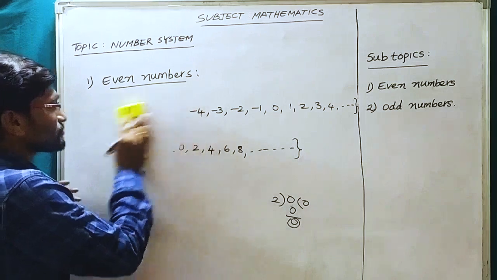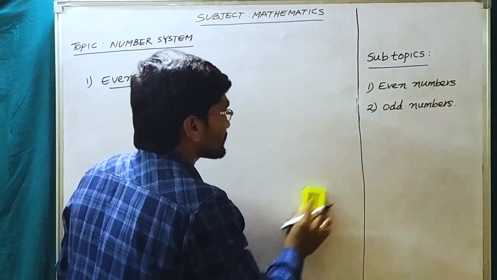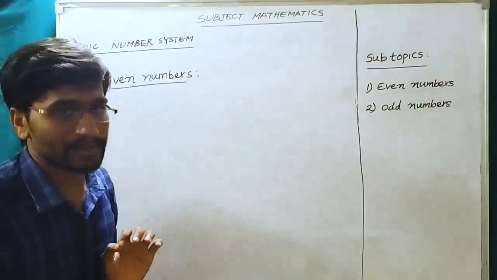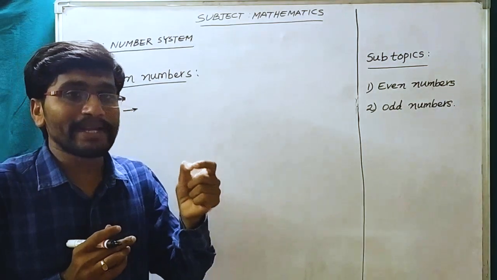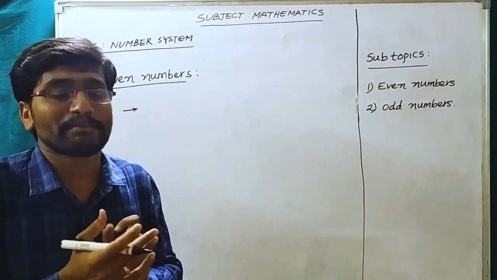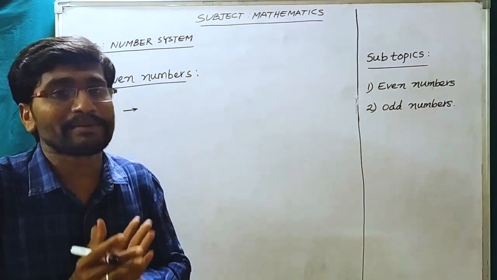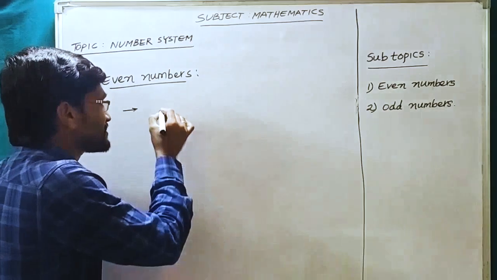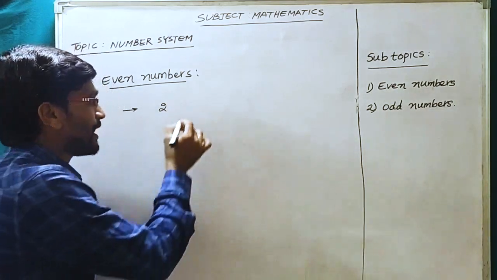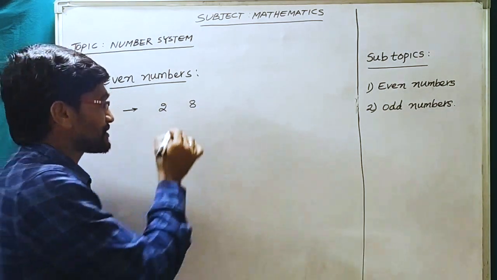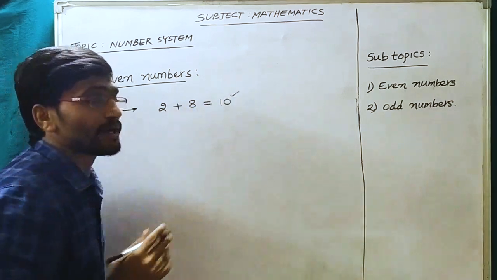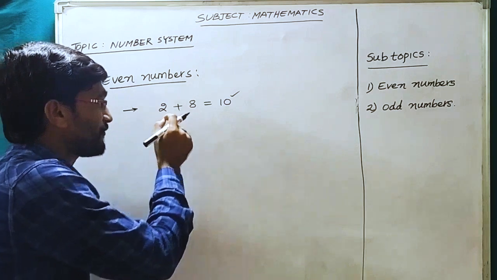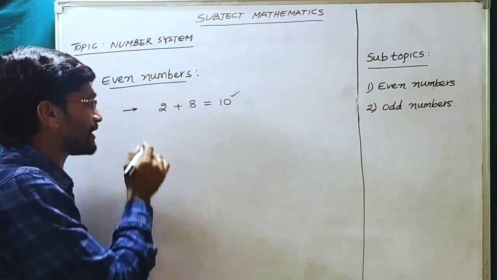Next, here we have to see some properties of even numbers. First one. Sum of any two even numbers is an even number. Let us consider 2 is one even number and 8 is another even number. Sum of the two even numbers is what? 10. 10 is also an even number. Sum of any two even numbers is an even number.